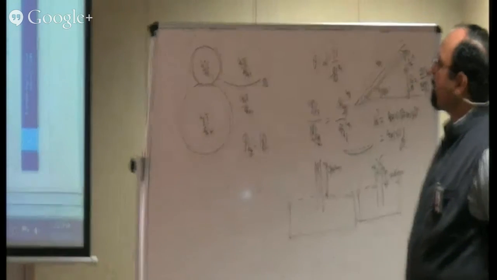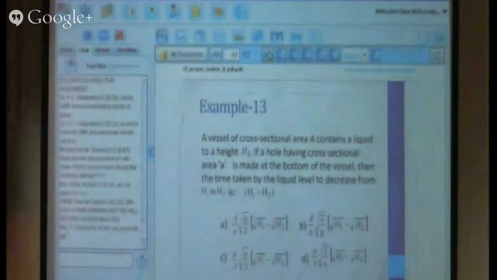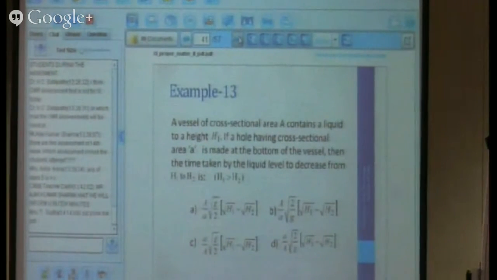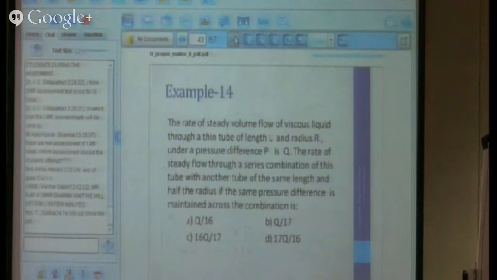Next one. Yes. You can skip this question. This is not from the portion which we have to cover.